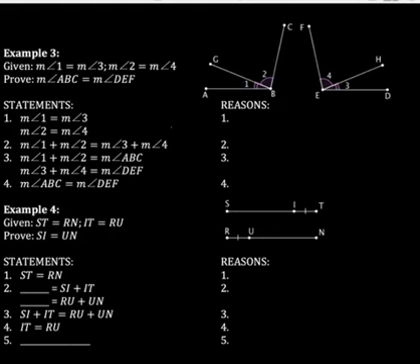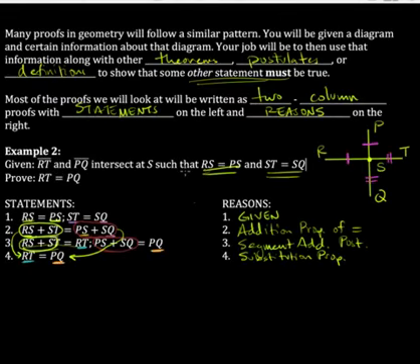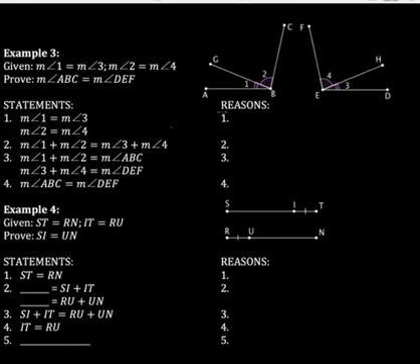This is actually going to look very similar to example 2 that we did. In example 2, we were talking about segments, and the fact that if they were broken into two congruent parts, that the segments themselves actually ended up being congruent. Now we're just going to be looking at angles. So statement number 1 just says that measure of angle 1 equals measure of angle 3, and measure of angle 2 equals measure of angle 4. That is our given information.